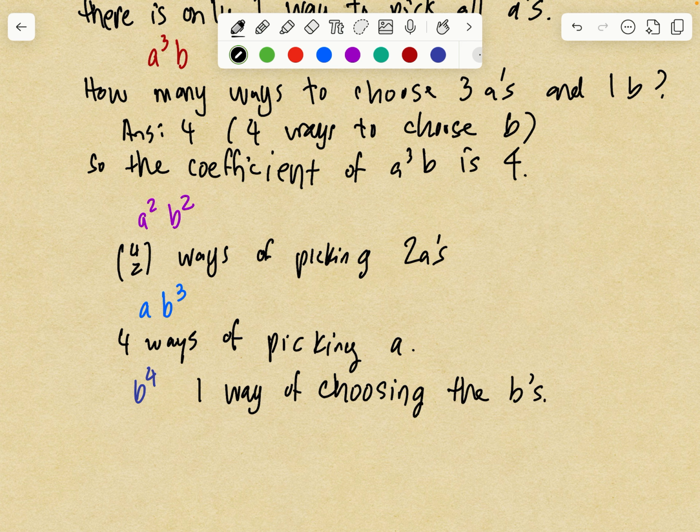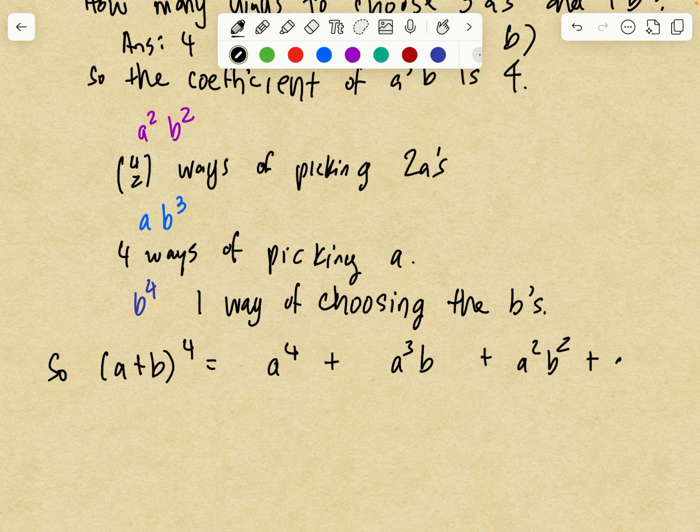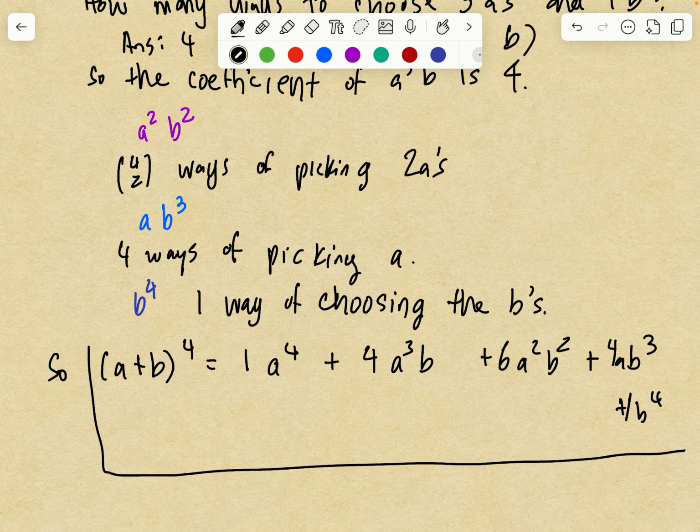And so what you're going to get is (a + b) to the 4th power. I write out the possible things I get: a to the 4th, a cubed b, a squared b squared, a b to the 3rd, and then b to the 4th power, and then the coefficients are going to be 1, 4, 6, 4, and 1. So that's the expansion of (a + b) to the 4th power. And notice that we did that without actually multiplying everything out.